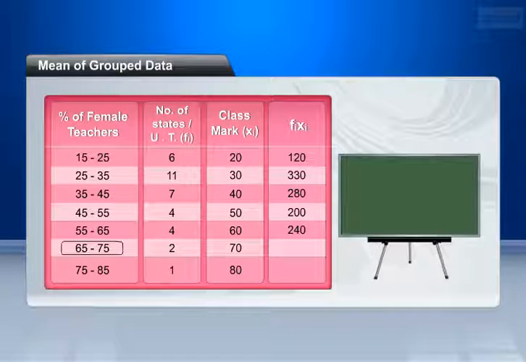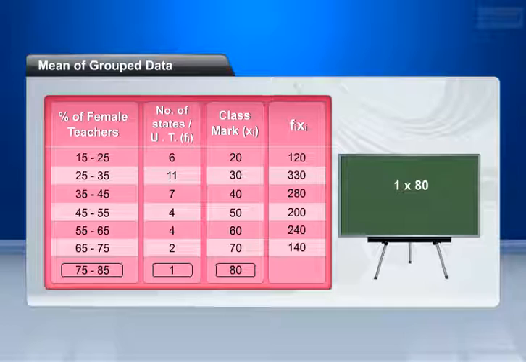For class interval 65 to 75, fi equals 2, and xi equals 70. Then, fi xi equals 2 into 70, which is equal to 140. For class interval 75 to 85, fi equals 1, and xi equals 80. Then, fi xi equals 1 into 80, which is equal to 80.